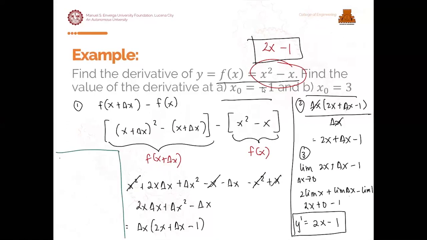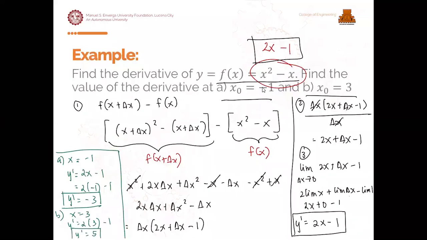So yung letter A, kapag x natin is equals to negative 1, so yung derivative natin will be equals sa 2x minus 1 is equals to 2 times negative 1, minus 1, negative 3. So y prime is equals to negative 3. So ito yung unang sagot sa A. Then sa B, kapag x is equals to 3, so y prime is equals to 2 times 3 minus 1. So we have y prime is equals to 5. Okay?